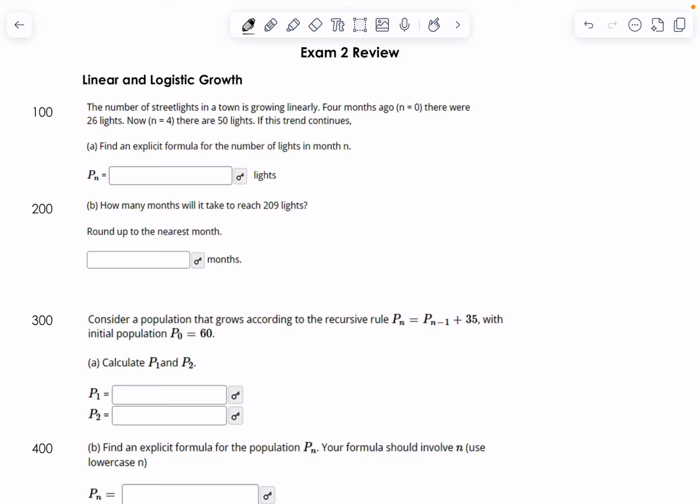This is the exam 2 review. So it starts off with linear and logistic growth. I'm just going to go through these questions and then ask questions if you have them.